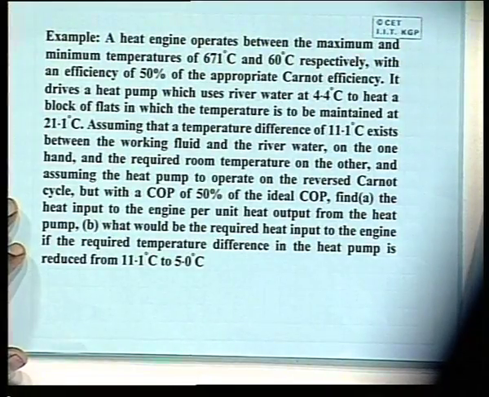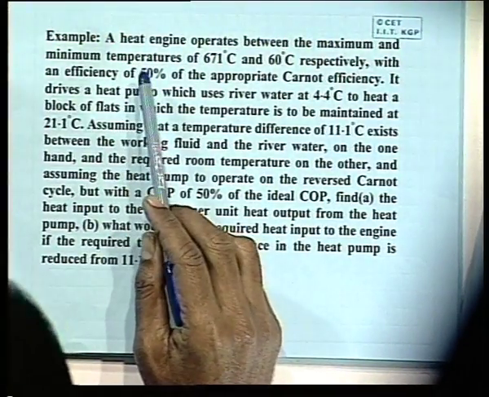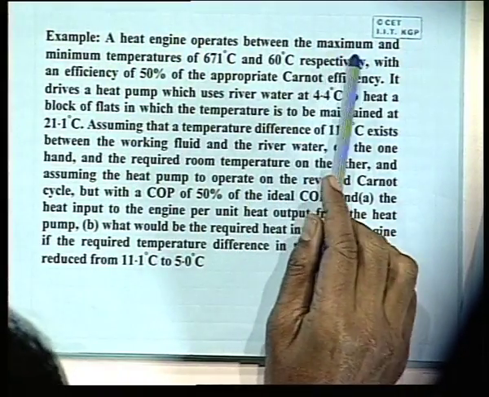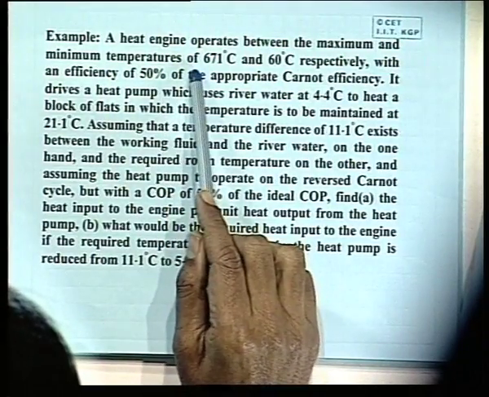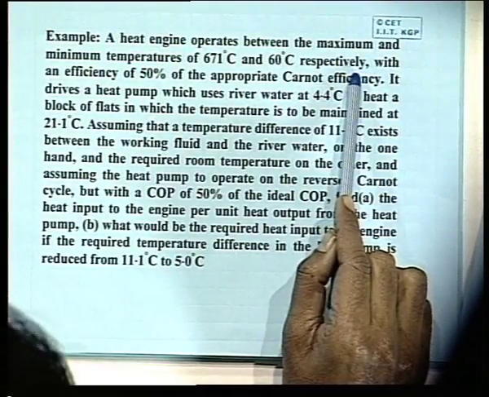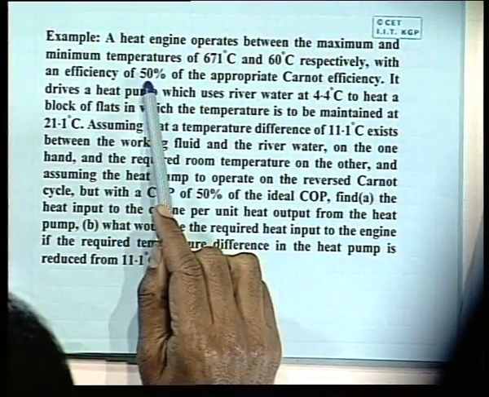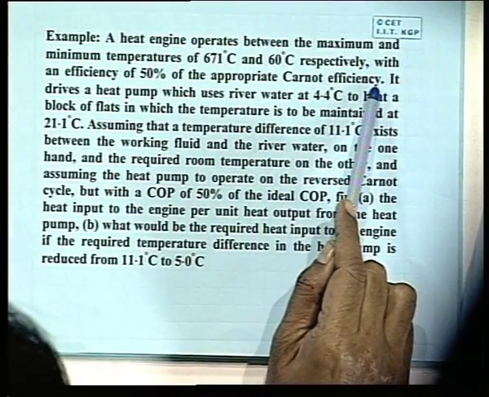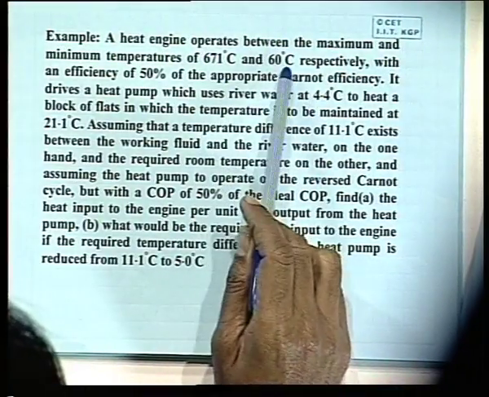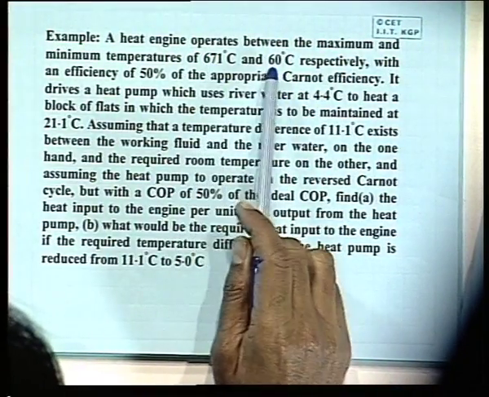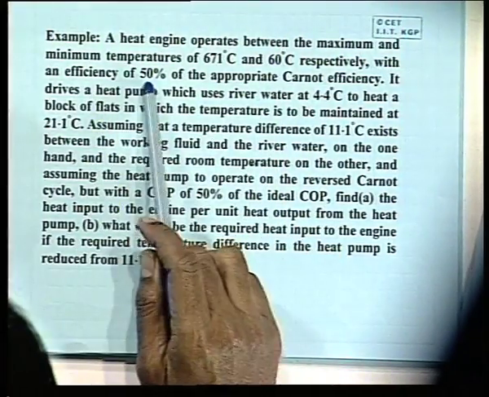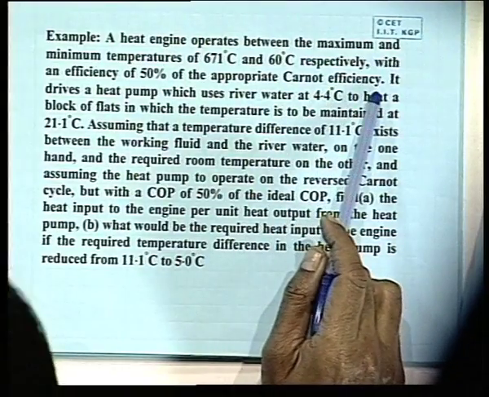Please see that. The first example is this one: a heat engine operates between the maximum and minimum temperatures of 671 degrees Celsius and 60 degrees Celsius respectively, with an efficiency of 50% of the appropriate Carnot efficiency. That means the heat engine operates between the two thermal reservoirs at 671 degrees Celsius and 60 degrees Celsius, but it is an irreversible heat engine where the efficiency is 50% of the appropriate Carnot efficiency.